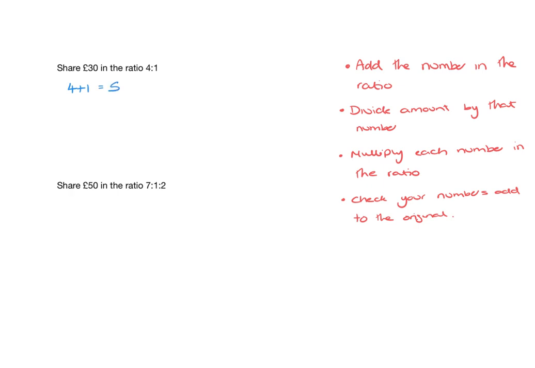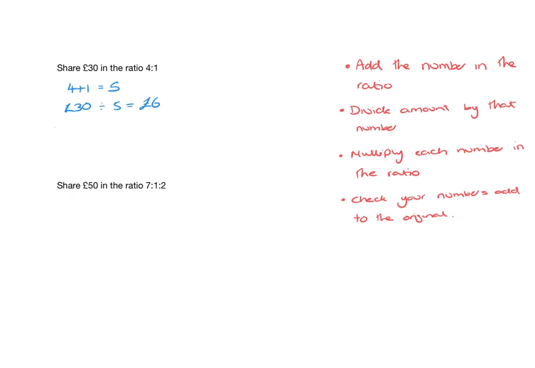Now, what that tells me is that there are 5 parts in the ratio. Now, if I divide my amount by 5, I will see what one part is equivalent to. So I'm going to do £30 divided by 5, and this gives me £6. So that tells me that every single part in the ratio is equal to £6.